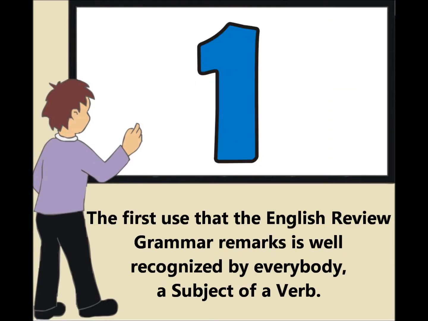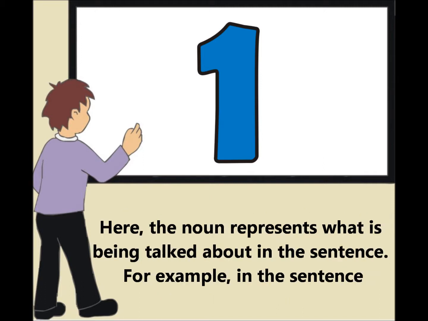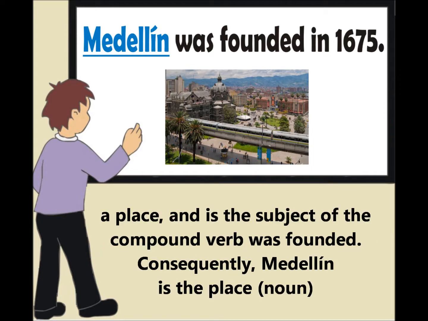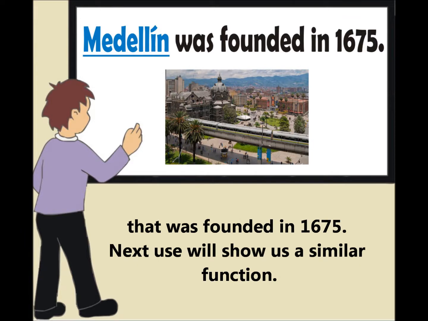The first use that the English Review Grammar remarks is well recognized by everybody: subject of a verb. Here, the noun represents what is being talked about in the sentence. For example, in the sentence "Medellin was founded in 1675," Medellin is a noun that represents a place and is the subject of the compound verb was founded.